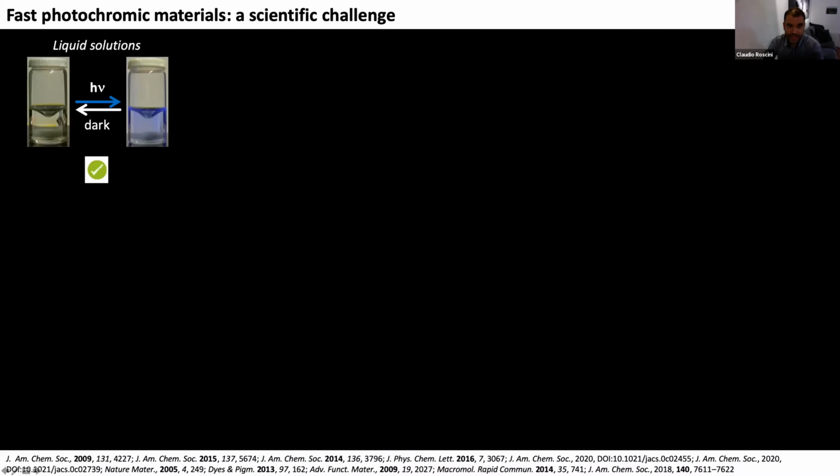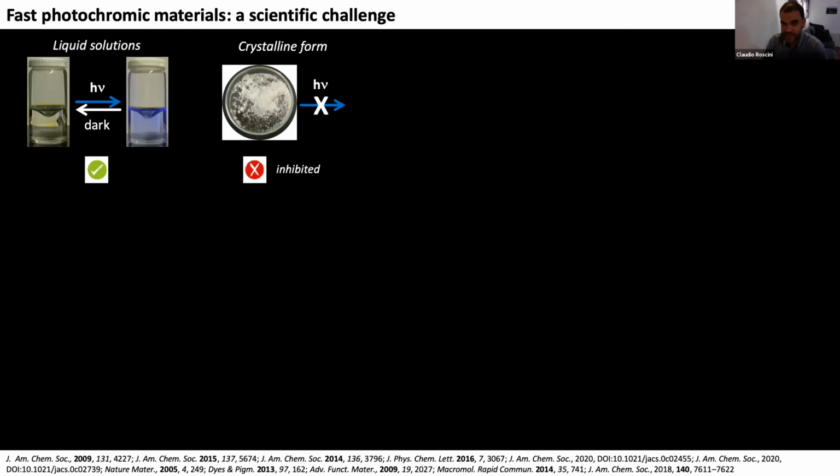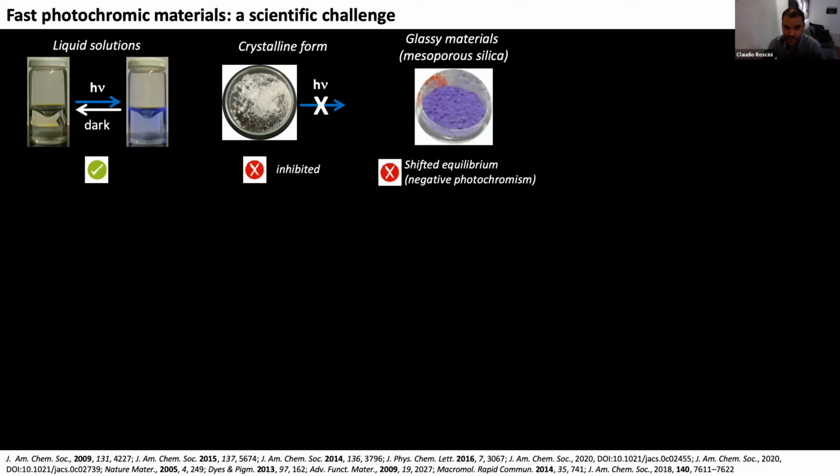However, this has been a scientific challenge because even though the photochromic response can be very fast in a liquid solution, because this isomerization and the conformational changes that are involved occur very quickly in a soft material like a liquid, when you go to the solid crystalline state or to a glassy material, you start having a problem of interaction with the matrix or aggregations, which prevent the actual photochromism.